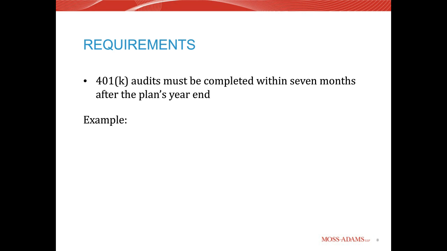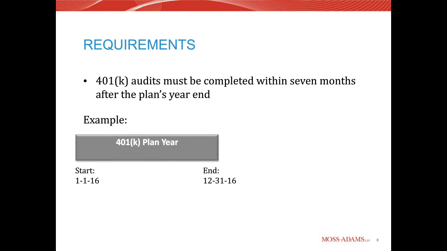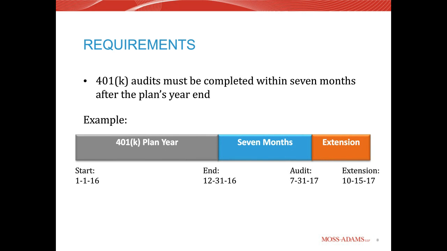So now let's just say we actually know that we have to get 2016 audited. So we've got the year happening here at 1/1/16, this normal calendar year for your plan. 12/31/16, that's your plan year. And then you've got 7 months to get your audit done between 12/31/16 and 7/31/2017. And then on top of that, you can get a 2.5 month extension all the way out to October 15th of 2017. So you've got a very, very long time to get these things done.